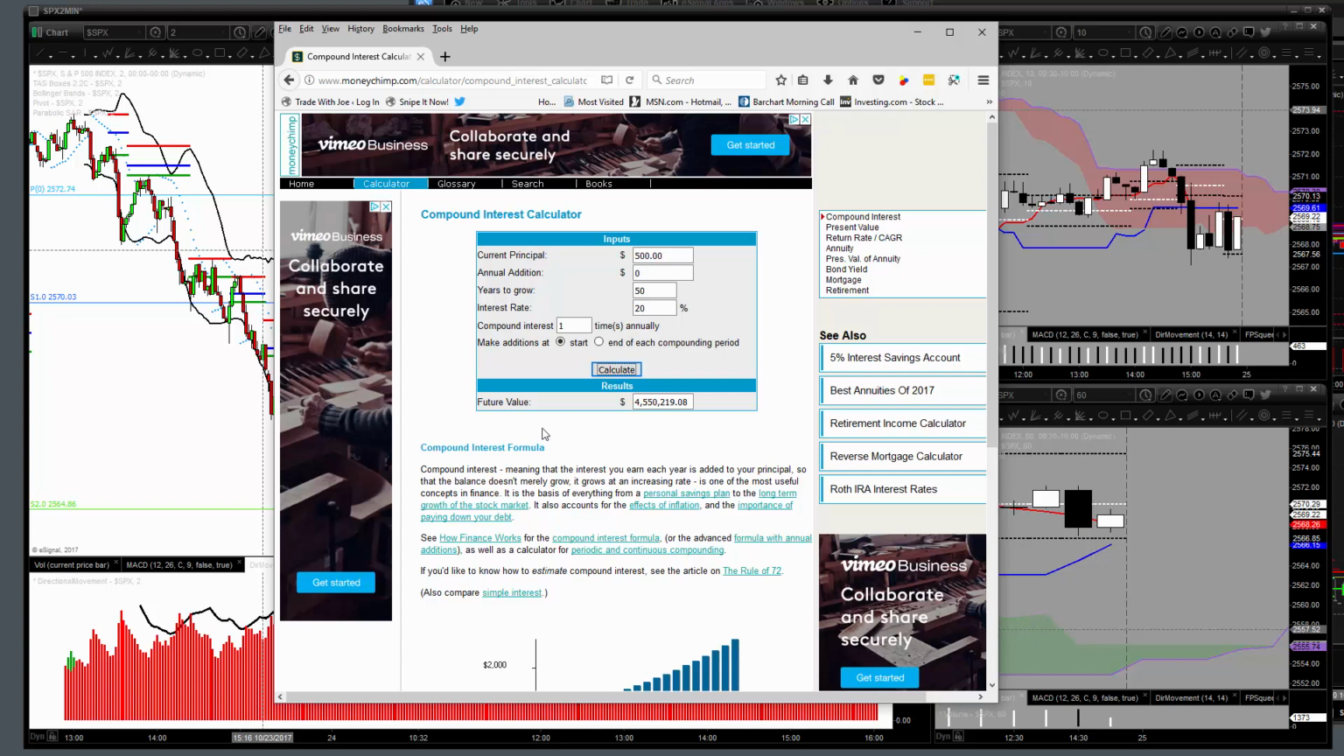Who's traded SPX options before? Anybody? Who's not traded before? An SPX option is very much like trading the SPY. Basically tracks the same thing, same thing as ES futures. They are cash settled.